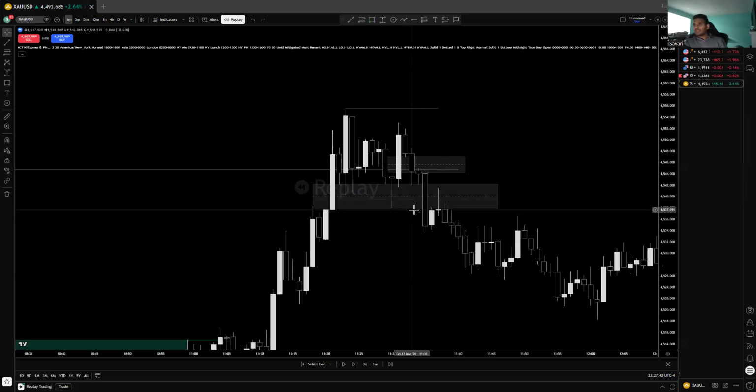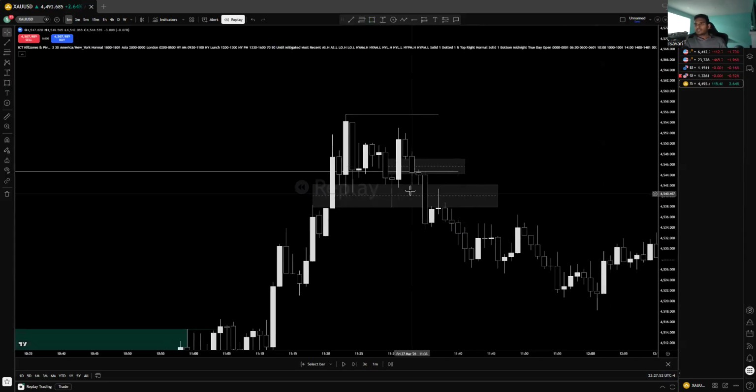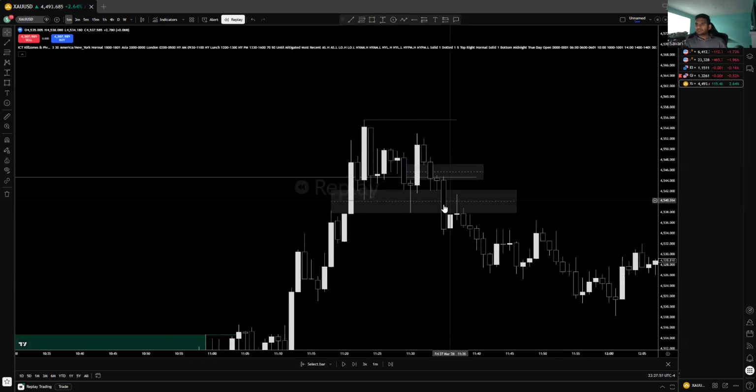Clean respect. So as soon as it's created this inefficiency, we can take our entry. As soon as it's tapped this level, we can enter. Or else we can wait for this reaction and then enter, whatever it is, it's all good. As soon as it created a fair value gap, we can set the limit order here and decide where to put the stop. We can put a tight stop loss.